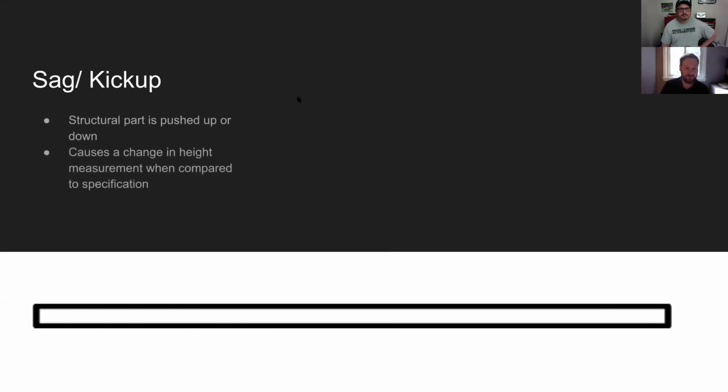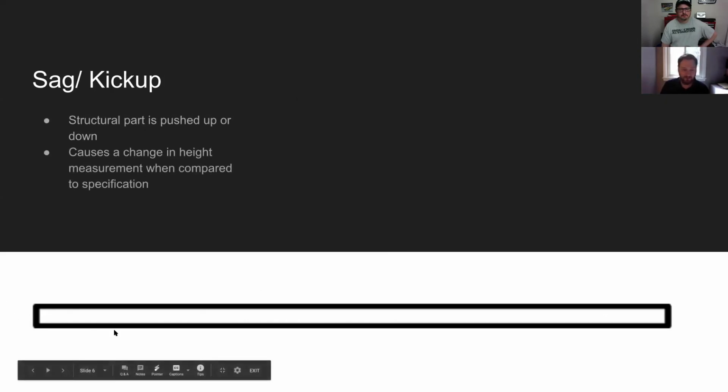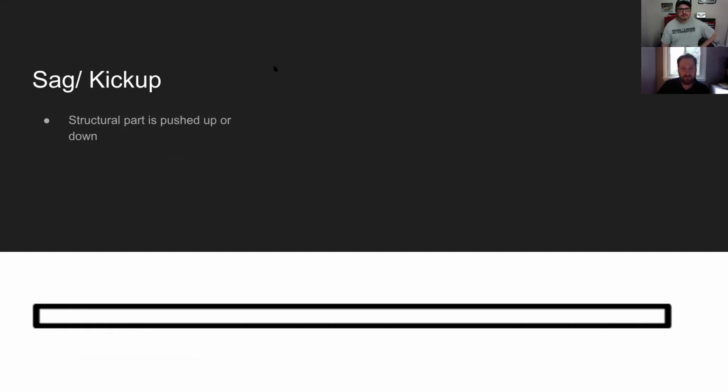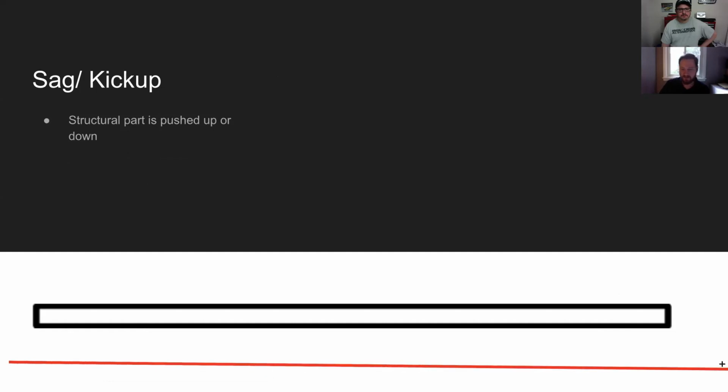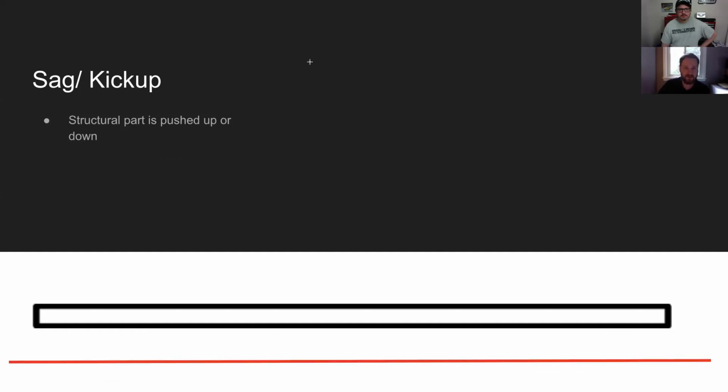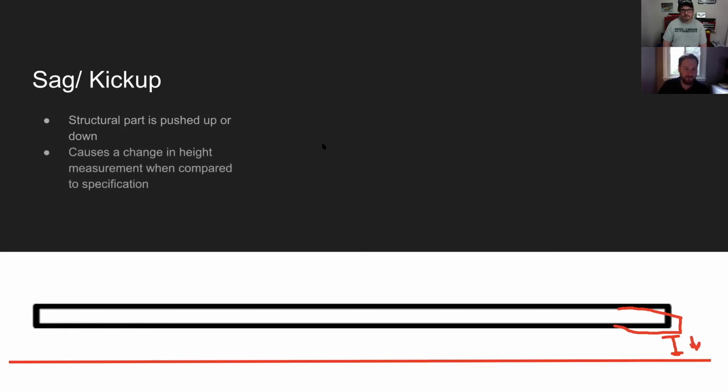Next damage condition is sag or kick up. And basically what happened is the structural part is pushed up or down. It causes a change in height measurement. So we're looking at our rail down here from the side of the vehicle. And like we talked about before, we have an established datum plane, which is down here. And what you're going to get is the specification is going to be out height-wise. So we draw our rail kind of sagging down here. And now from this point to your datum plane, there's going to be an off measurement as far as height goes. So it causes a change in height.